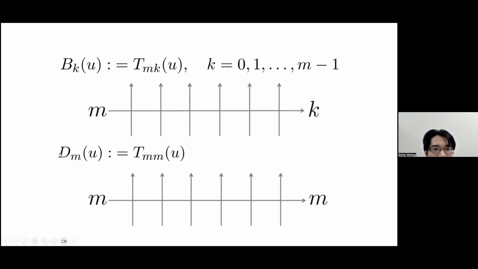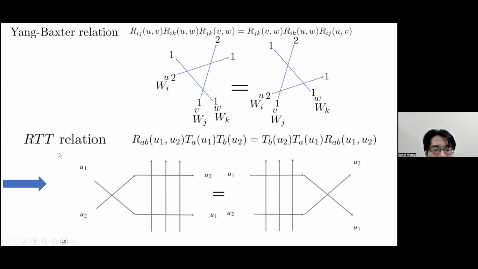And as many of you know, from the Yang-Baxter relation, you get this kind of intertwining relation between the monodromy matrices, which is called the RTT relation, and which looks graphically something like this.